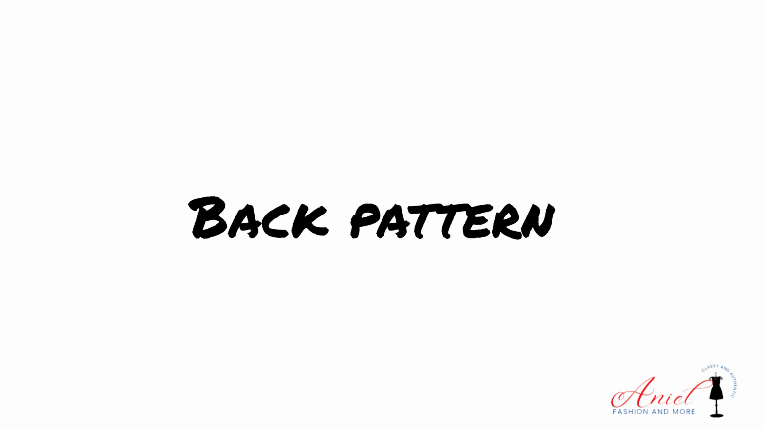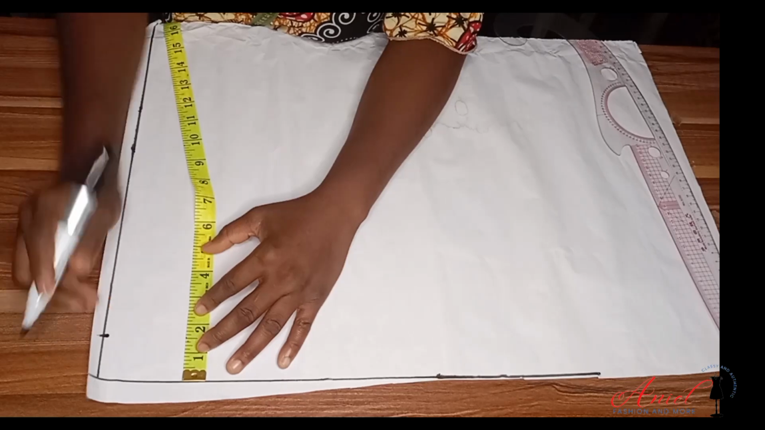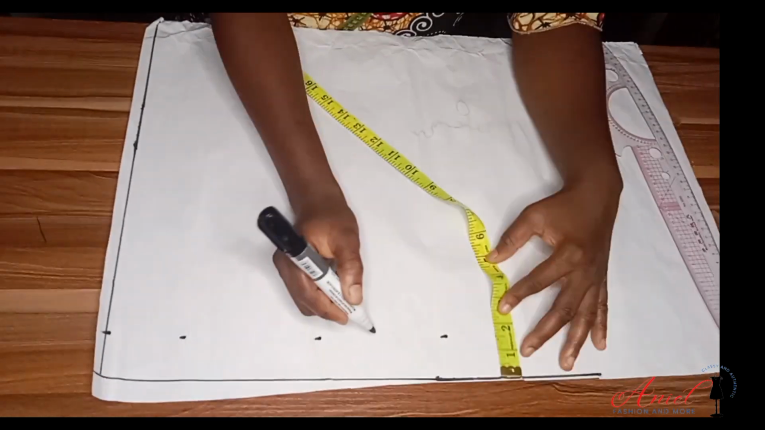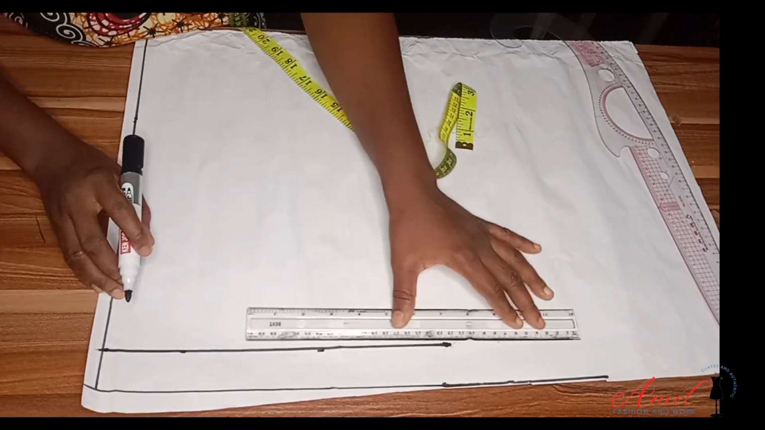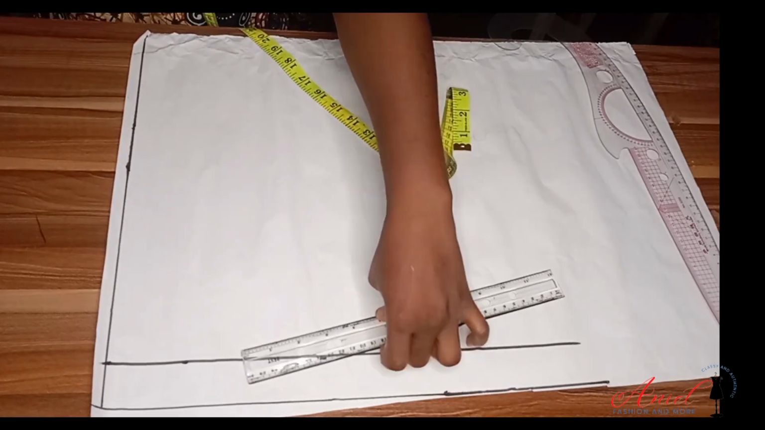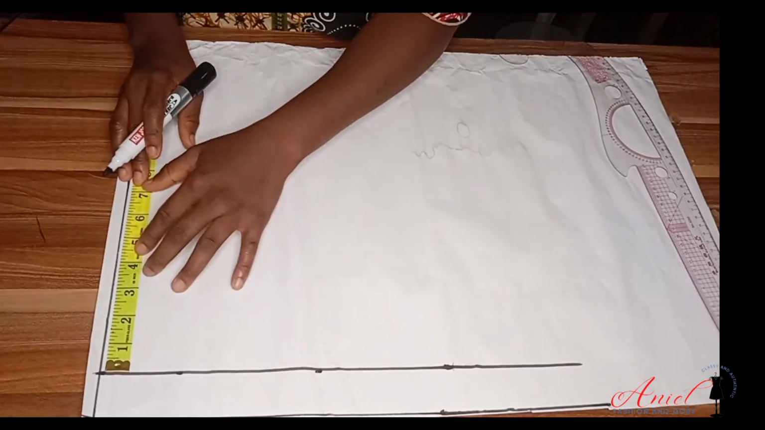So now let us cut the back pattern. As you can see, I have ruled the starting line already. The first thing I'm going to be marking out is our zipper allowance. This will stand as a temporary zipper allowance because we are going to be contouring the back zipper. I made use of 1.5 inches for the zipper allowance.